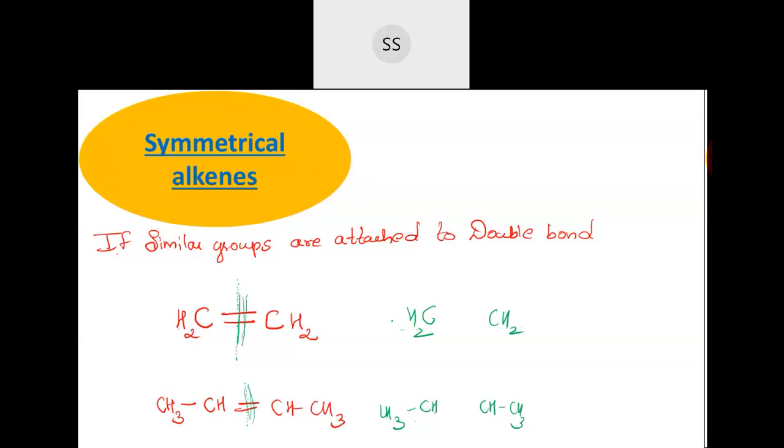So when I break across a double bond and end up getting the same fragments, then that is a symmetrical alkene. Did you understand what a symmetrical alkene is? The two groups which are attached to the double bond should be the same. Then it's symmetrical.